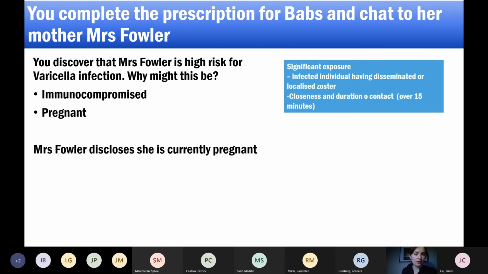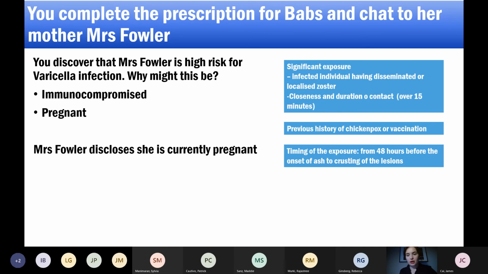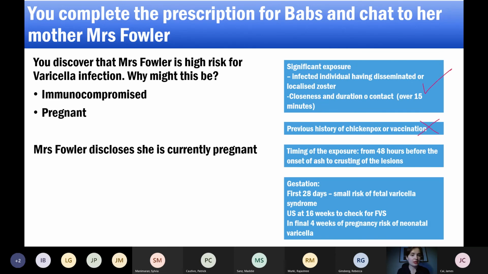She said that she doesn't remember having chickenpox as a child. She's not been vaccinated before. It's important to ask them where they are in the pregnancy, because that can influence whether they are likely to have complications and if the fetus would have complications. And so for her, she's 20 weeks pregnant, and so she is in this kind of big risk category.